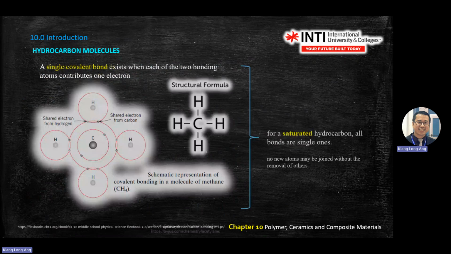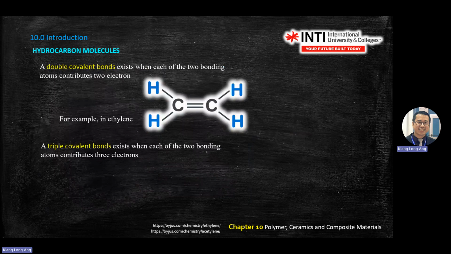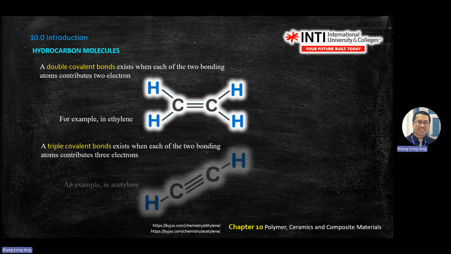So in chemistry, when they use the word saturated hydrocarbon, it means it only has single bonds, a single dash there. This one is a double covalent bond, which is carbon-carbon with the double bond in the middle. So this one is ethylene, C2H4, and you have triple bonds for hydrocarbon. So just now is single bond. This one is double bond, and this one is triple bond.